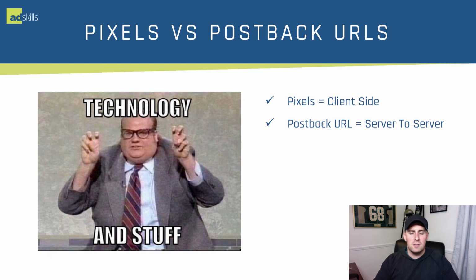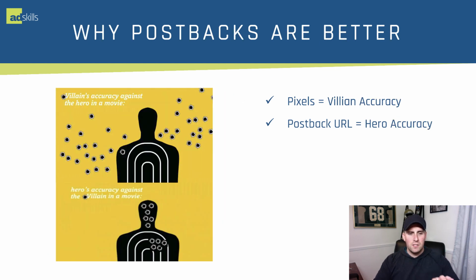So let's talk about why that's important. I love this image here on the screen. It's showing the accuracy of the villain in a hero movie, which is all over the place, and a hero's accuracy against the villain in the movie. It's all clustered and very accurate with maybe one that's shot off to the side. So pixels to me are more villain accuracy. Right now inside of my YouTube campaigns, I'm running a ton of YouTube campaigns, and we're typically seeing AdWords is underreporting by between 20 and 30%. If I'm running target CPA campaigns, that means my CPAs are 20 to 30% higher. And when that happens, they go above my goal.